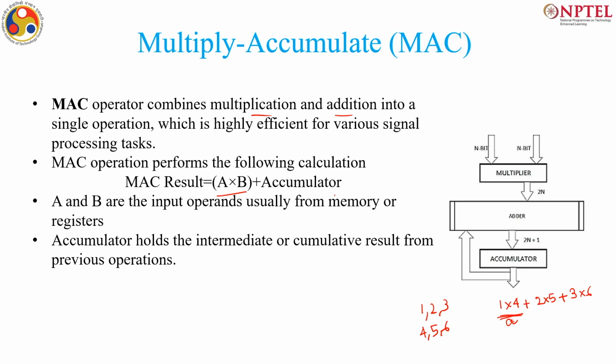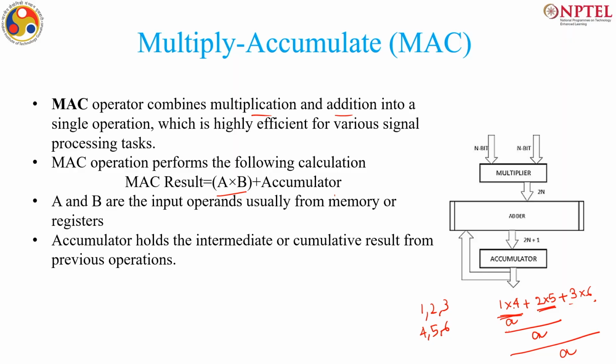So, multiply and accumulate. Then I multiply this and add it to the accumulator. So this is A plus new A, and then this whole thing becomes my accumulator now. Then I multiply this, and this whole thing is added and becomes my new accumulator. So any dot product operation can be done in a MAC format.